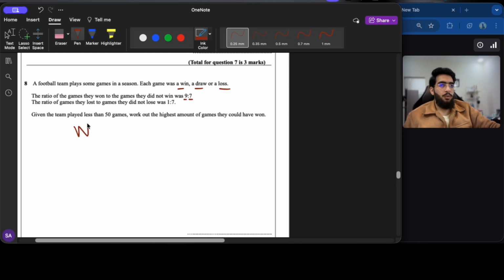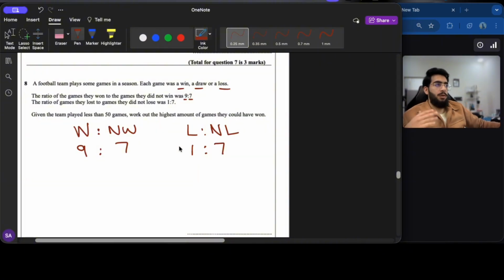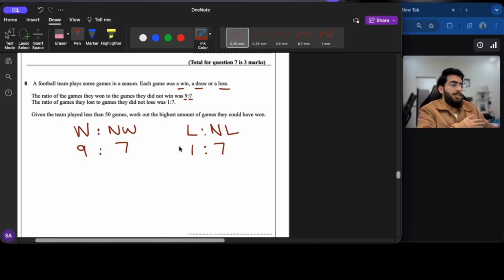So let's write win ratio not win, and then lose ratio not lose. Now in that case we have 9 ratio 7 and then 1 ratio 7. And if you see, this form is not helping us. It's just four completely different relations. What we can do is just introduce the total variable here as well. I told you whenever there is a vague statement like this, win or not win, or red not red, we'll just introduce a total variable.